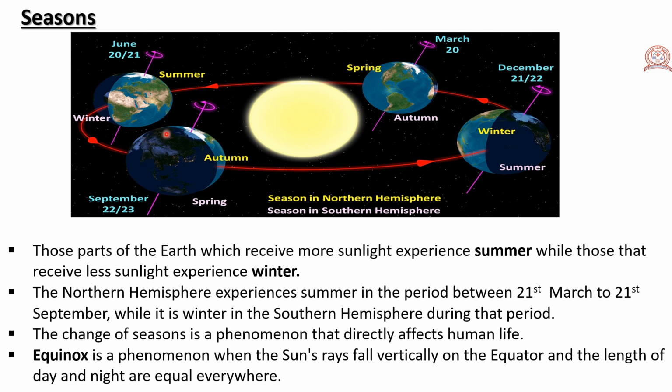Equinox. Equinox is a phenomenon when the sun rays fall vertically on the equator and the length of day and night are equal everywhere.